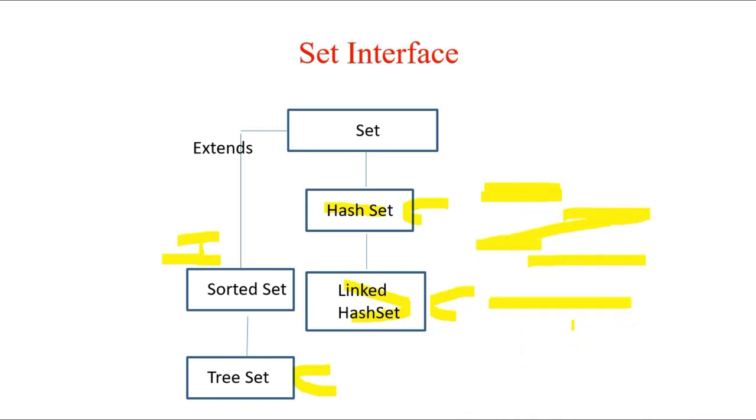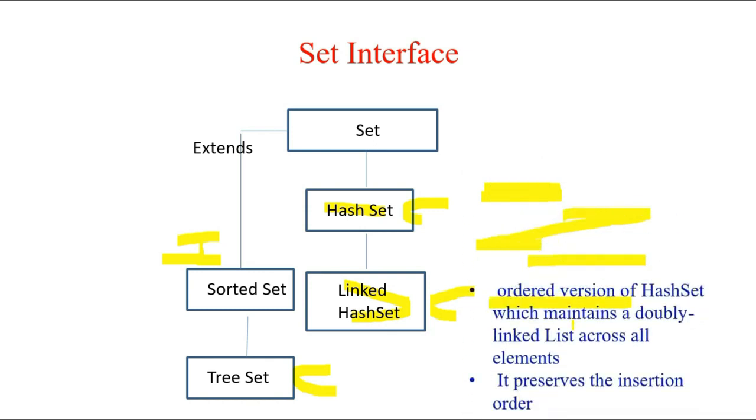Now, the next important thing is that linked hash set is the ordered version of hash set, which maintains a doubly linked list across all its elements, and hence, since it's a doubly linked list, you can always go in one direction. It preserves the insertion order for you. So that was the important difference between hash set and linked hash set.